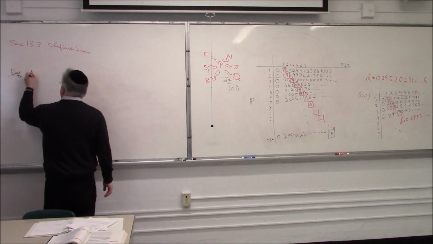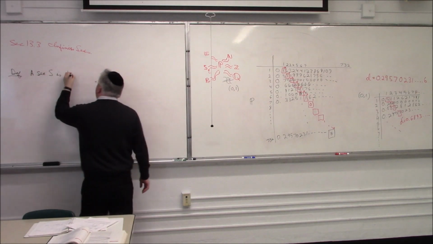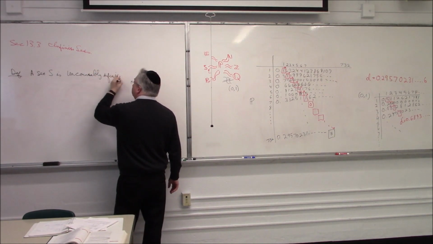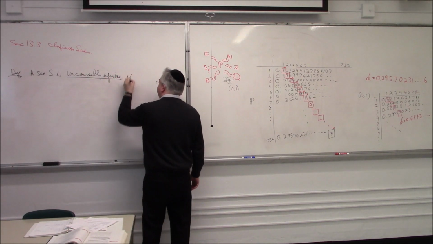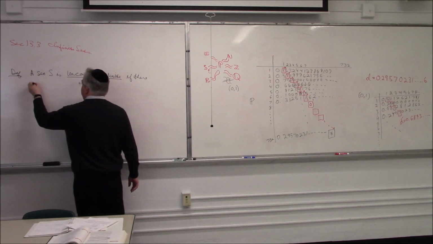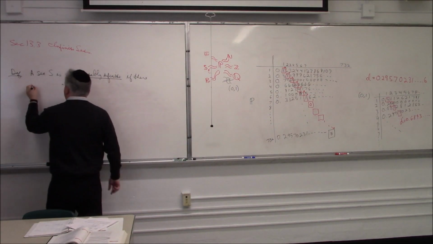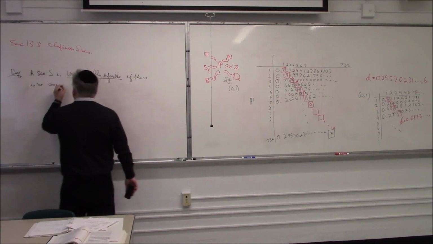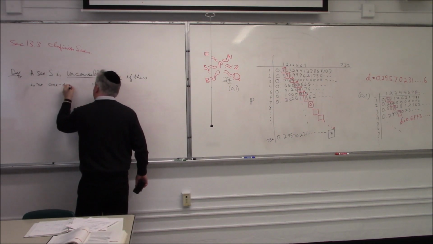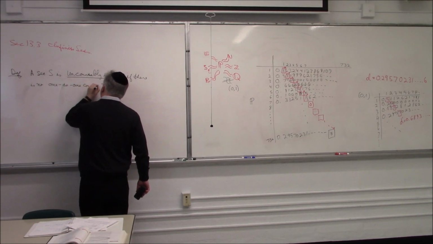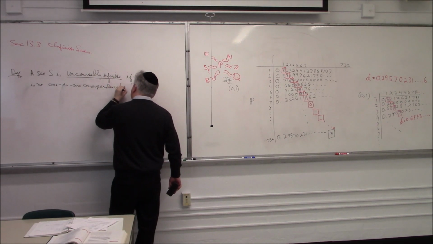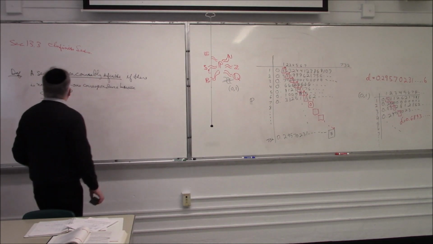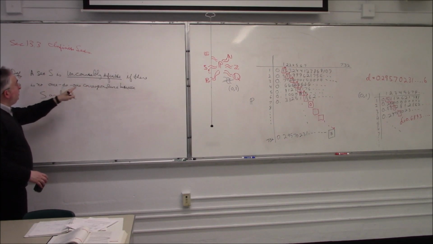Definition: a set S is uncountably infinite if there is no one-to-one correspondence between S and P.